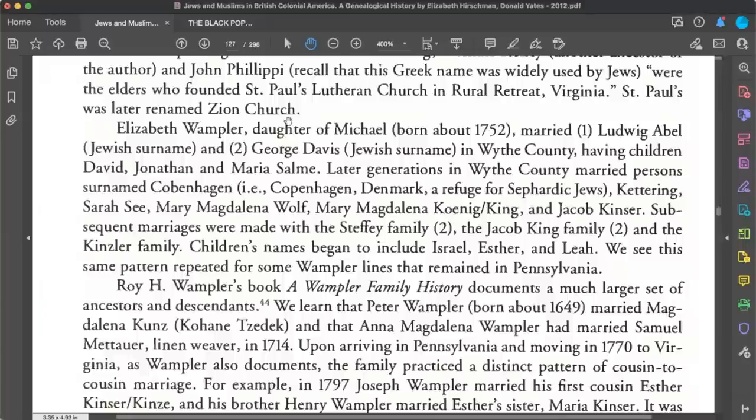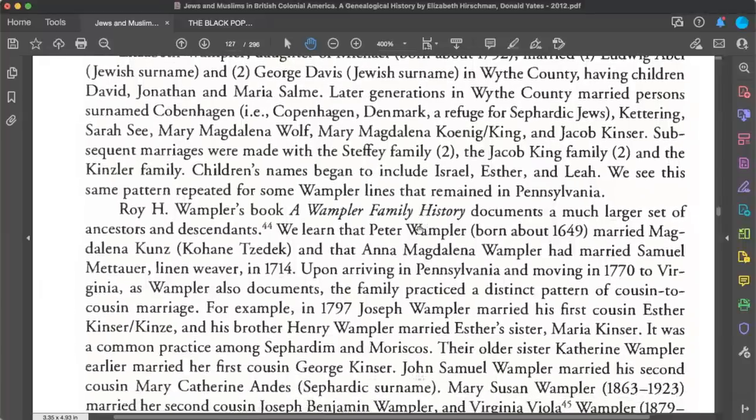Later generations in Wythe County married persons surnamed Copenhagen, example Copenhagen, Denmark, a refuge for Sephardic Jews. Catherine, Sarah, Mary Magdalena Wolf, Mary Magdalena Koenig or King, and Jacob Kinzer. Subsequent marriages were made with the Steffi family, the Jacob King family, and the Kinsler family. Children's names began to include Israel, Esther, and Leah. We see this same pattern repeated for some Wampler lines that remained in Pennsylvania.